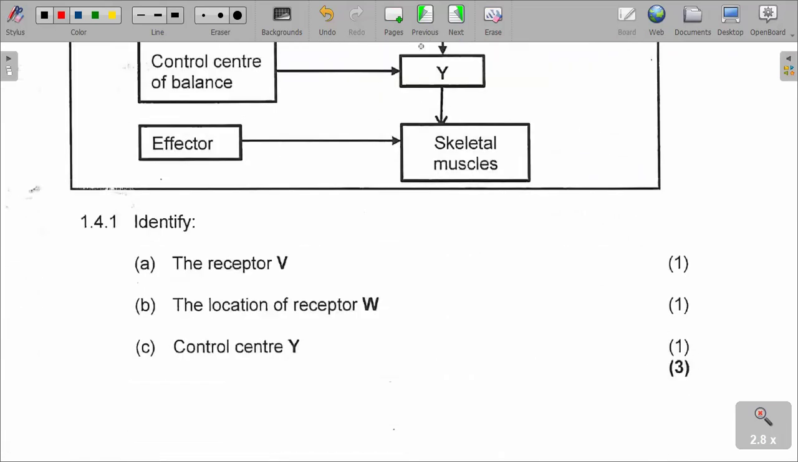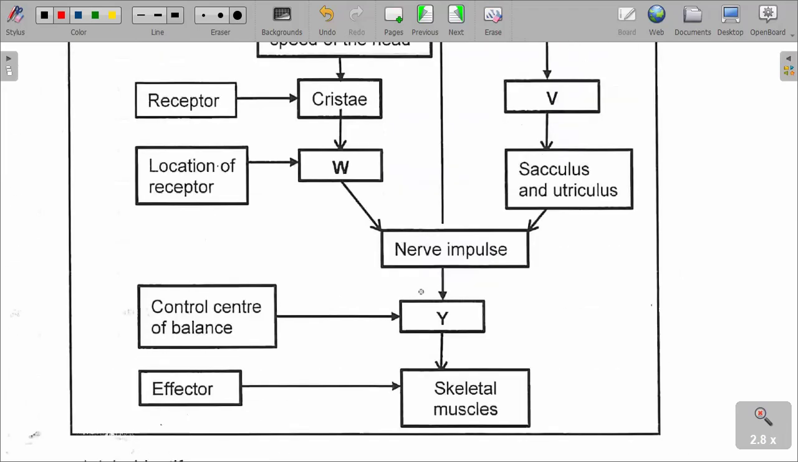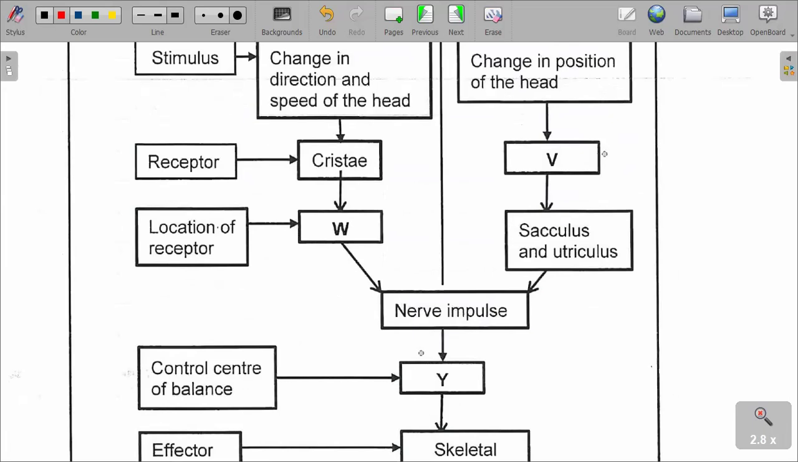Identify the receptor V. We are saying change in position of the head, and therefore this results in the sending of impulses to the circulars and articulars. We need to understand the relationship of the receptor V in terms of the change in direction of the head and the circulars. So what you need to know is that it is the macula that is responsible.